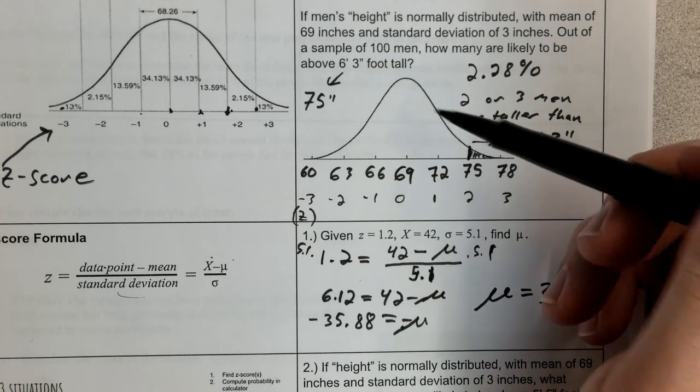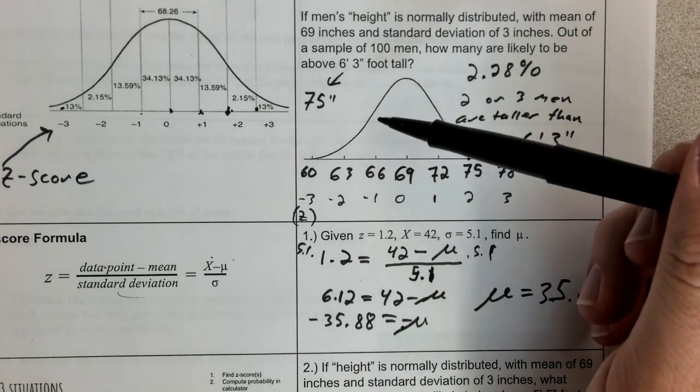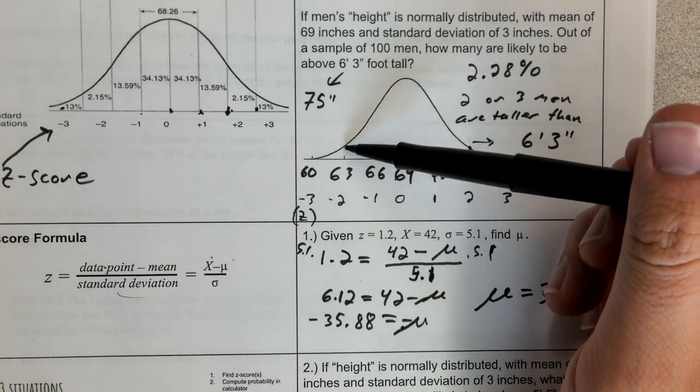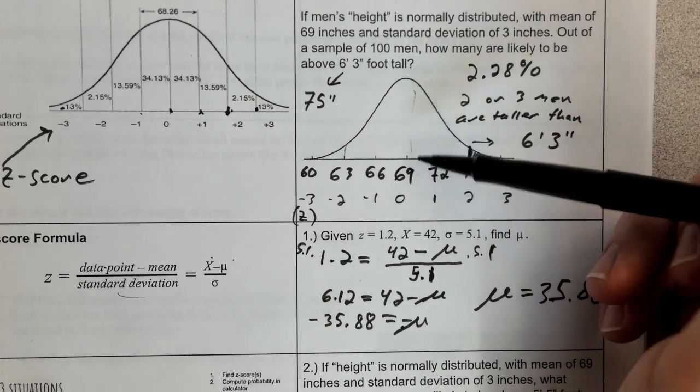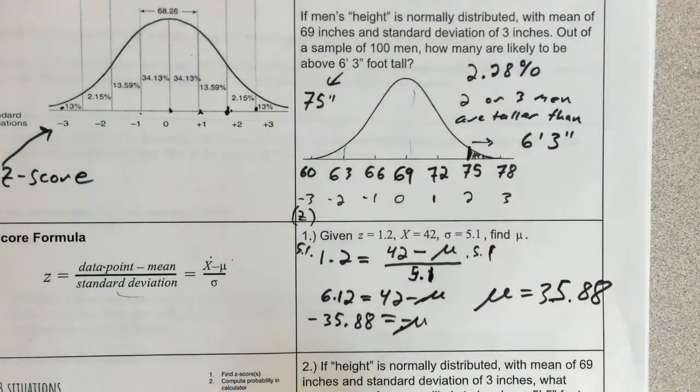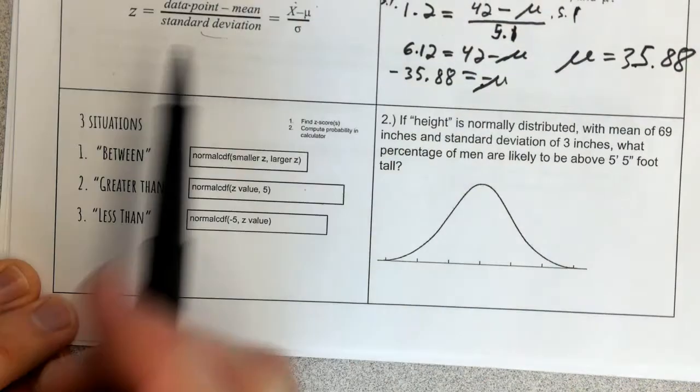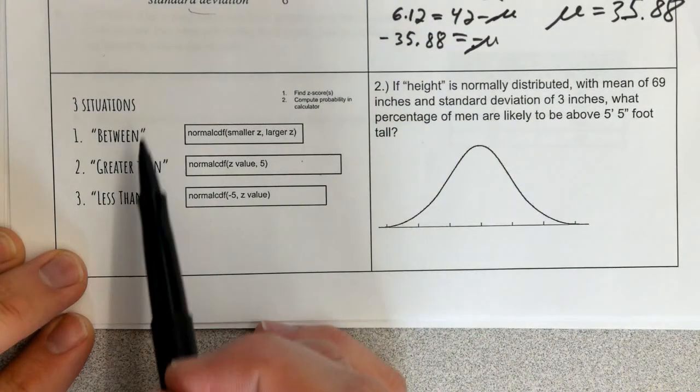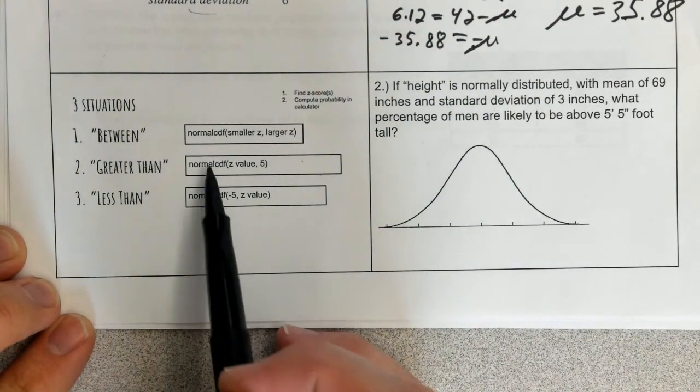We could ask questions like how many men, or what's the percentage of men, are between values, like maybe between 63 and 69, right? We could ask questions like that. And to do that, that covers all 3 situations. And to do that, it's laid out here how to do that.